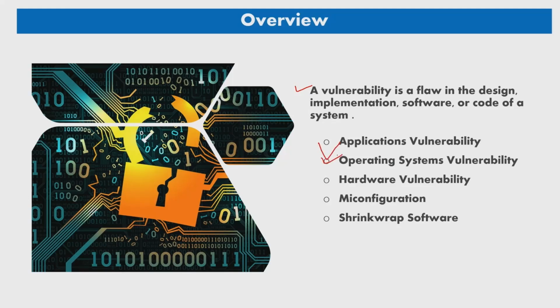Next is OS vulnerability, or operating system vulnerability. Workstations and servers have operating system software installed, and attackers can look for flaws in operating systems that haven't been updated or patched.